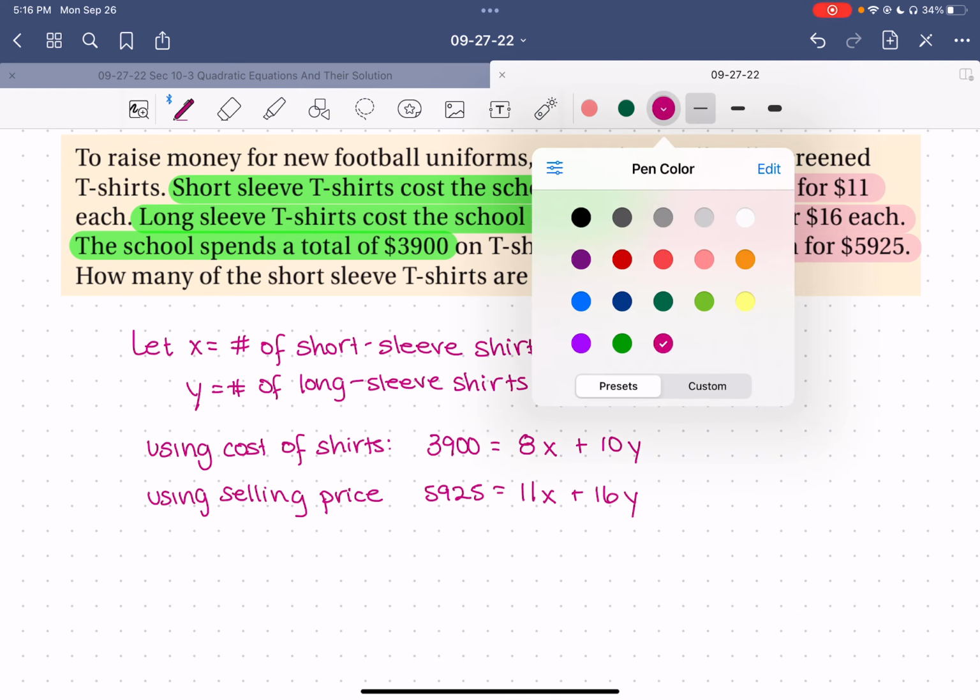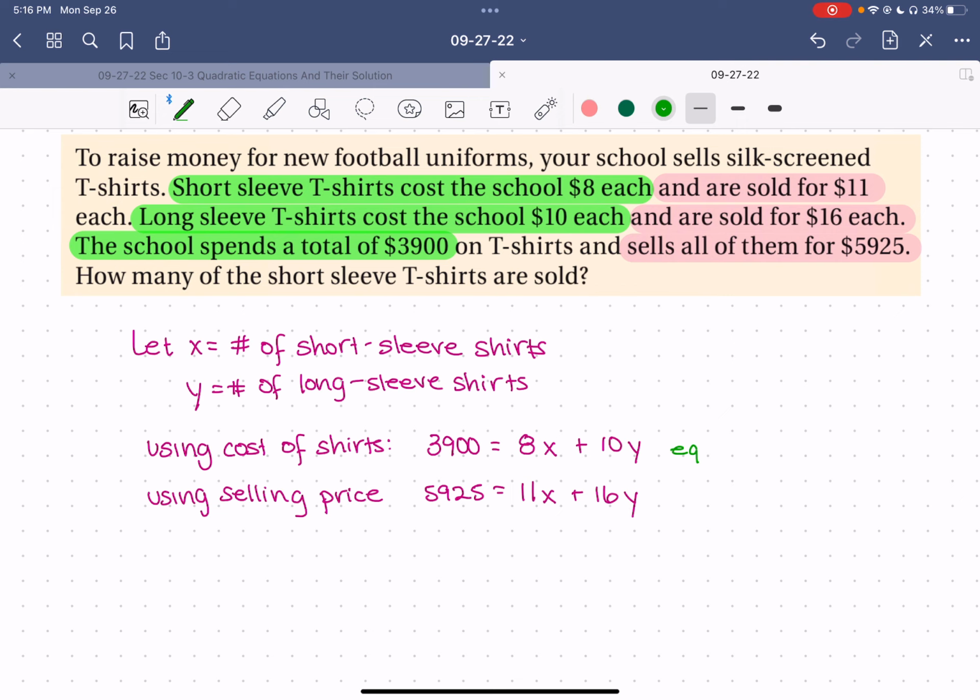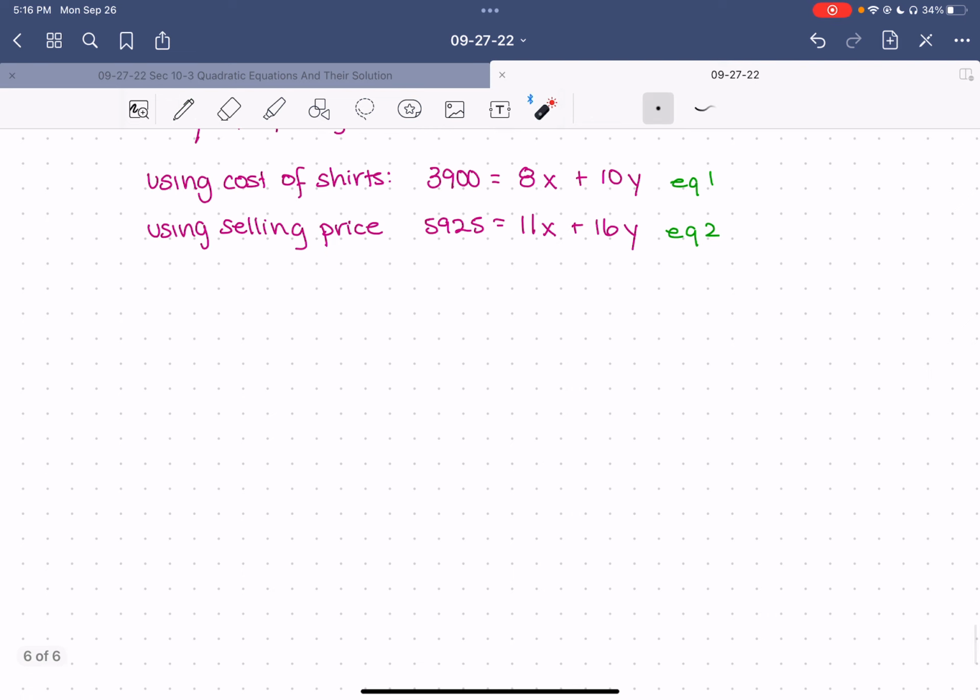So now let's go ahead and work it out. So equation 1 and equation 2. Now this time I don't have an equation with a coefficient of 1. So I'm either going to have to divide by 8 at some point, or 11, or 10, or 16. I know it's going to be really easy to divide by 10. I can get a nice decimal there. I'm actually going to choose this one. I'm going to solve equation 1 for y, because dividing by 10 is easy. So solve equation 1 for y.